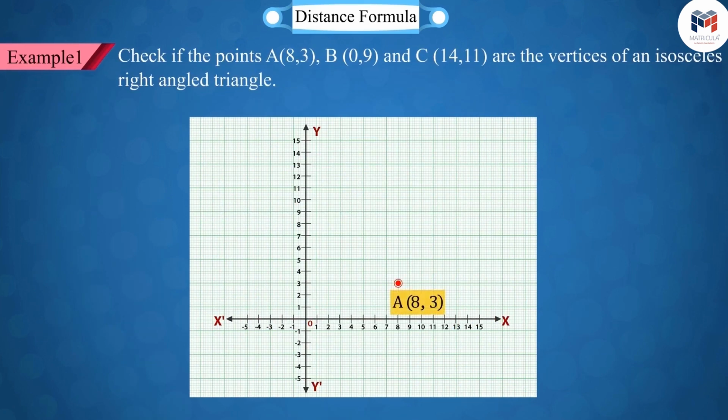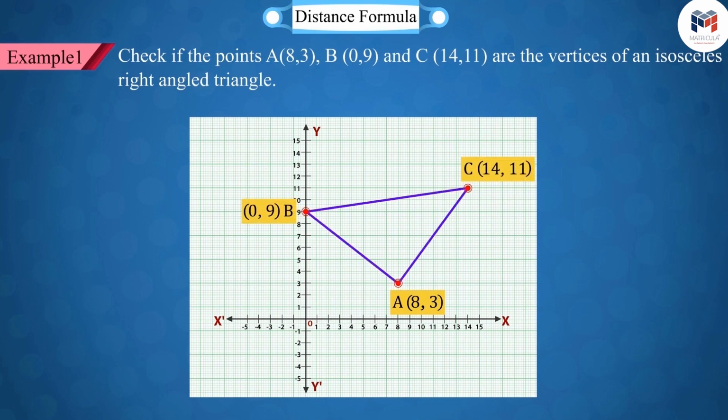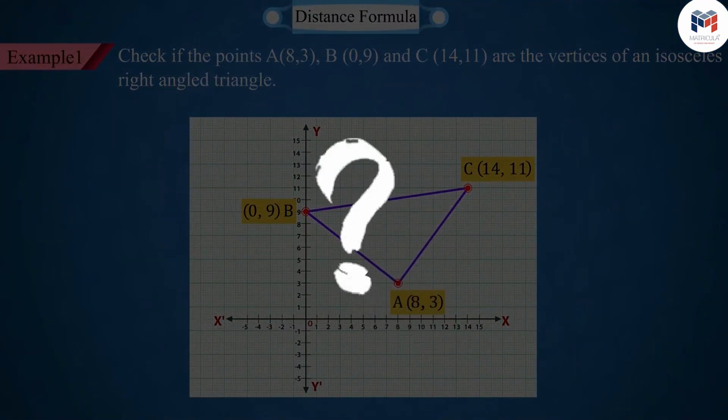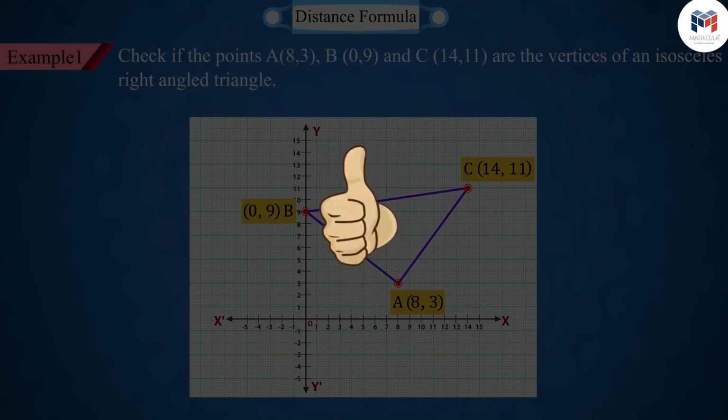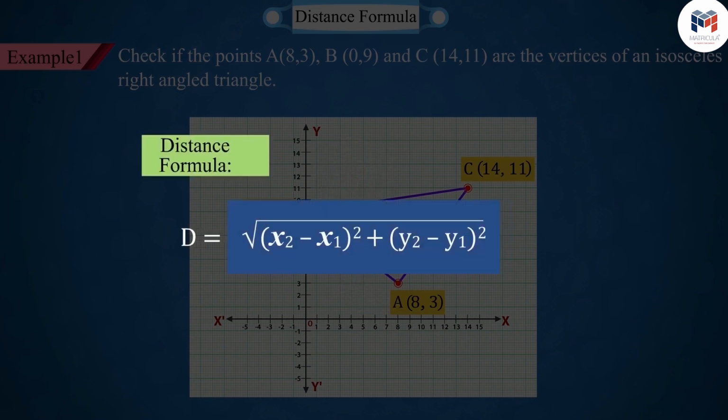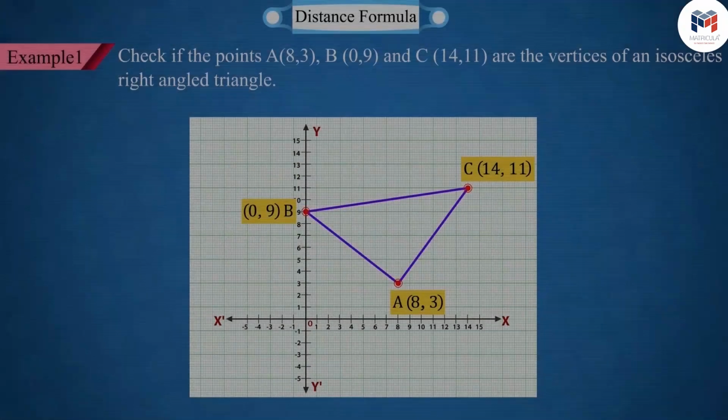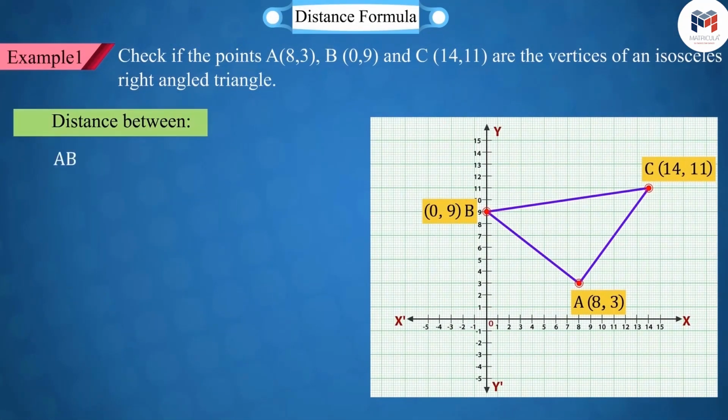Check if the point A 8, 3, point B 0, 9 and point C 14, 11 are the vertices of an isosceles right-angled triangle. Can you tell us what we need to do? Good. For this, we use the distance formula. Let's find the distances between AB, BC and CA.